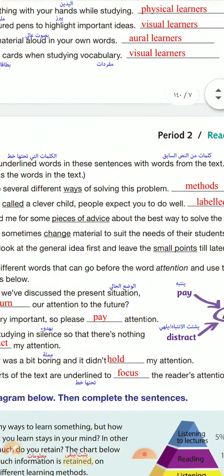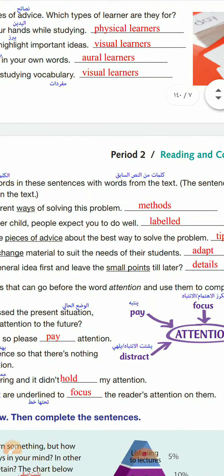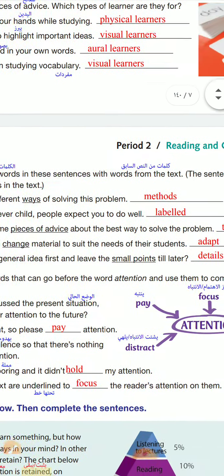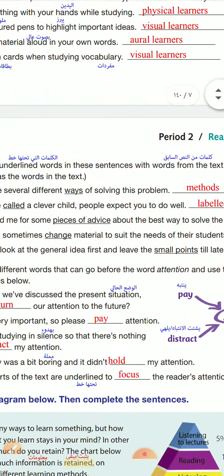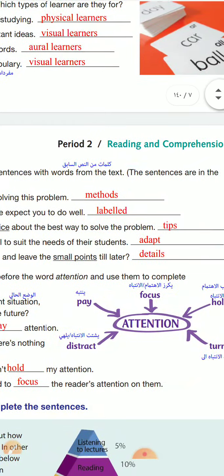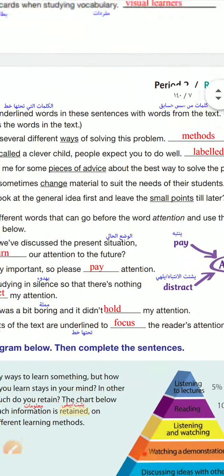Yes, I hope you understood the meaning, or you know the meaning of such words. Ways means again methods. Pieces of advice means what? Tips. Called means labeled. Change means adapt. Small points means details. Okay, I hope to focus on such words.